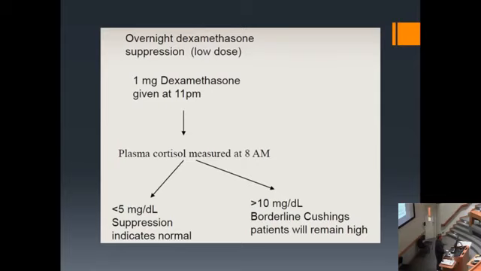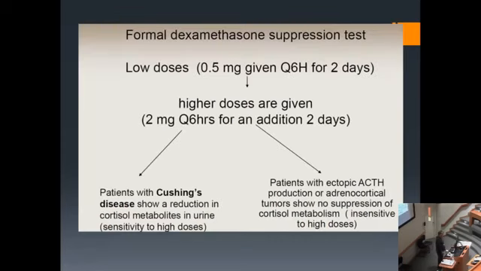And so if this plasma cortisol measurement at 8 a.m. is well over 10 milligrams per deciliter, you can say that borderline Cushing's patients are going to remain pretty high, right? Most people will be able to suppress this challenge, and these cortisol levels should fall within that time frame. Okay, so that's basically how this test works. There's another version of this test as well, which you can read about, but I just thought I'd put it in because it's one of the few times we actually use a drug to diagnose a disease, and I think that that's kind of cool.